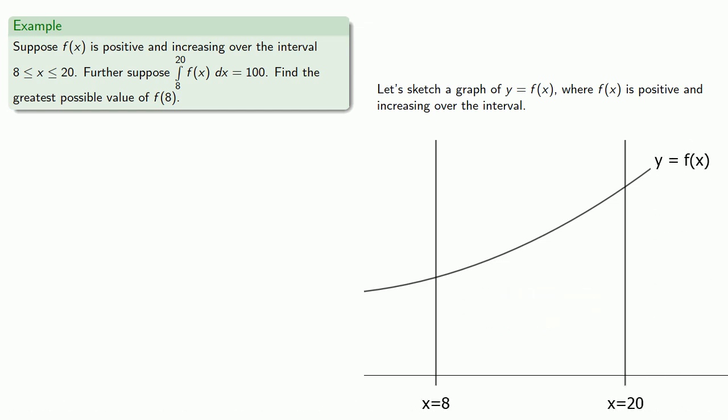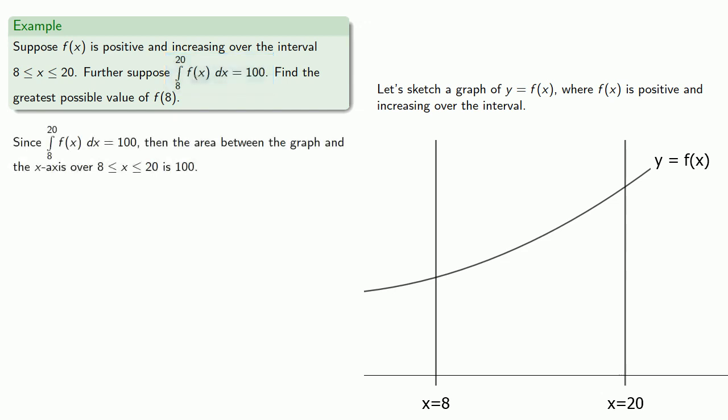And the important idea here is that we're not going to read anything directly off the graph, but our graph will help us organize our reasoning. So let's think about that. We have the value of the definite integral, and since the value of the definite integral is equal to 100, then the area between the graph and the x-axis over the interval is 100.